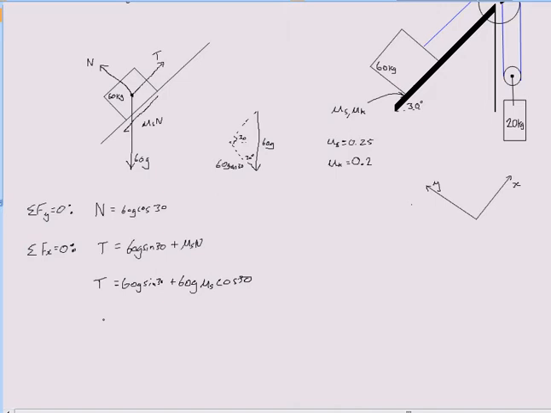So in other words, we can say, and this is just writing an inequality here, if T is greater than, well, this, that means the block will slide up the hill. It's enough to overcome the gravity and the resistance force being applied on it. So if T is greater than this beast, which I've written here, 60g sine 30 plus 60g mu s cos 30, then the block will be sliding up the hill.